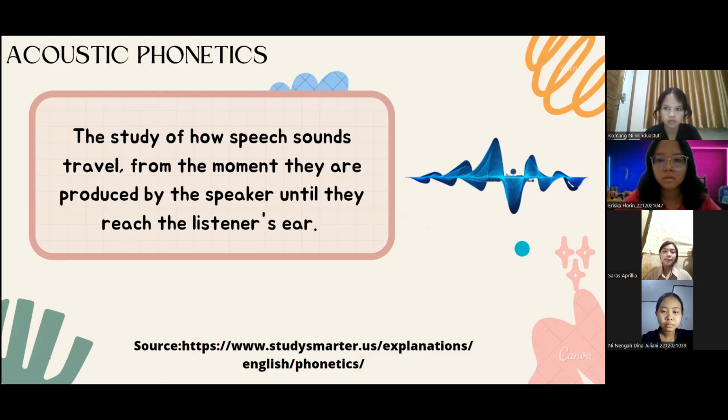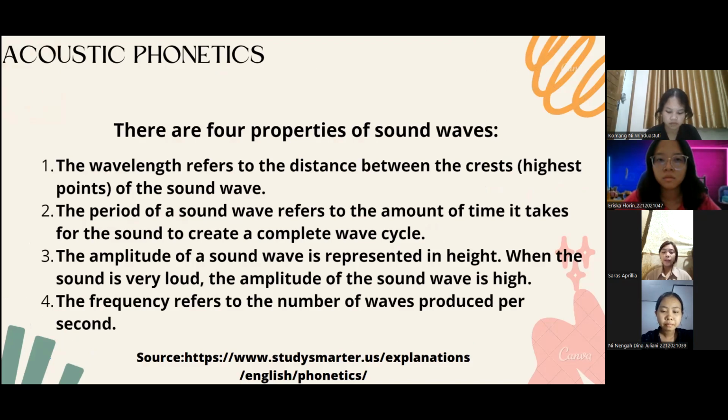So, next, acoustic phonetics analyzes how sound is transmitted and how it creates sound waves. These are the properties of a sound wave. The first is the wavelength, which refers to the distance between the crests, or highest points, of the sound wave. The second one is the period of a sound wave, which refers to the amount of time it takes for the sound to create a complete wave cycle.